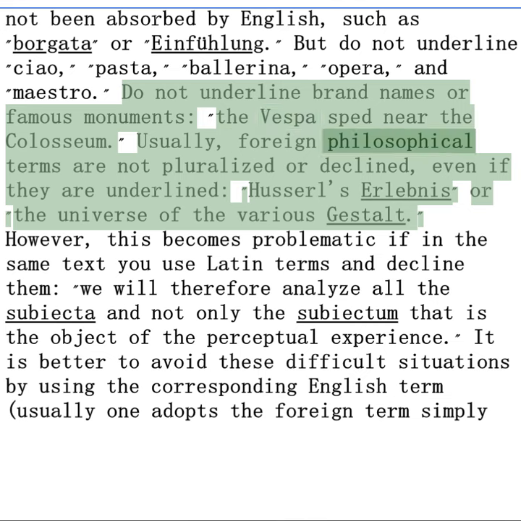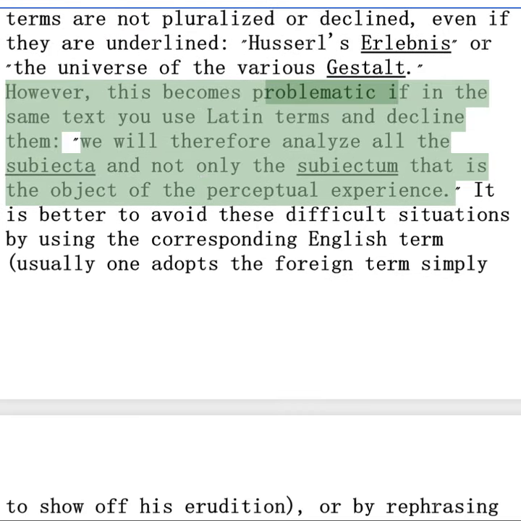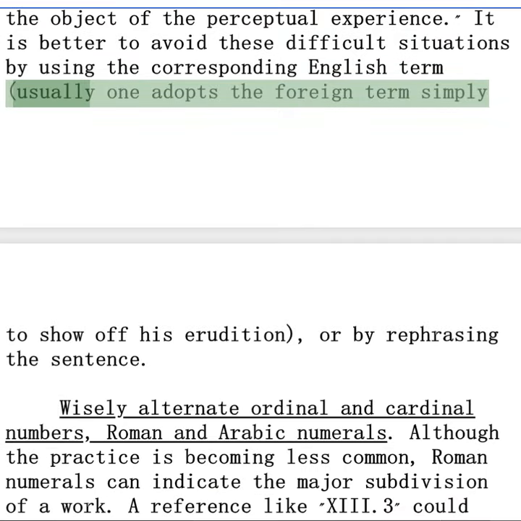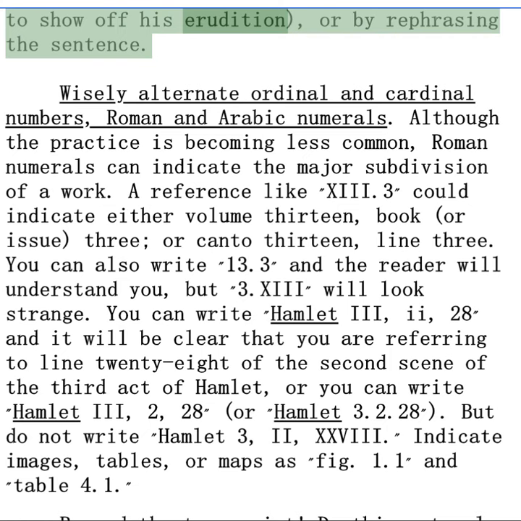Usually, foreign philosophical terms are not pluralized or declined even if they are underlined: Husserl's or Leibniz or the universe of the various Gestalt. However, this becomes problematic if in the same text you use Latin terms and decline them. We will therefore analyze all the subjecta and not only the subjectum that is the object of the perceptual experience. It is better to avoid these difficult situations by using the corresponding English term. Usually one adopts the foreign term simply to show off his erudition, or by rephrasing the sentence.